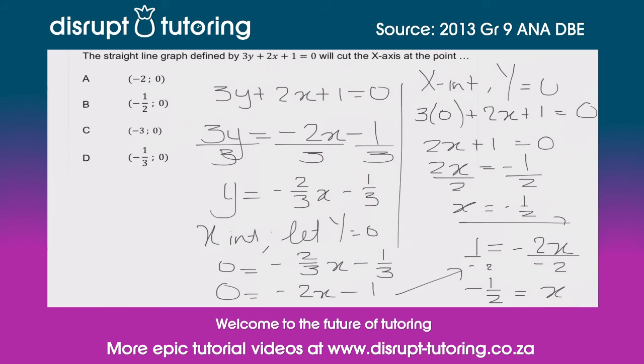Now, the last thing you need to do is choose the correct answer. Remember, the x-coordinate comes first, then the y-coordinate. We know that in this case, the y-coordinate is 0 because we're on the x-axis. So the negative half represents the first part of your coordinate. So we're looking for the coordinate minus half, 0, which is represented by B, and that gives us the right answer.